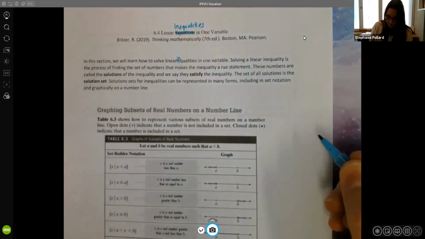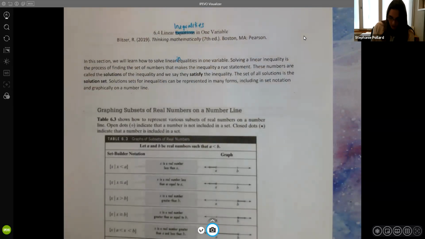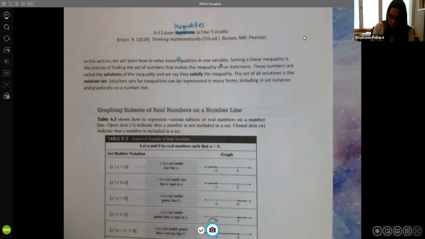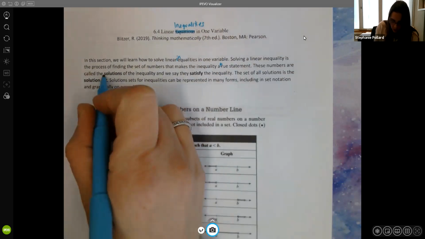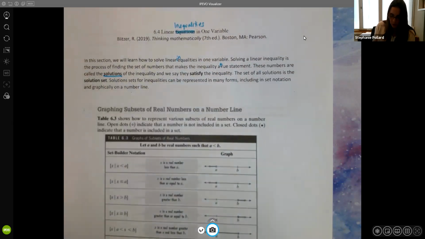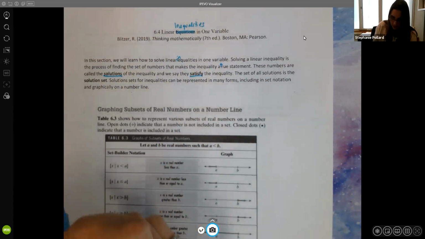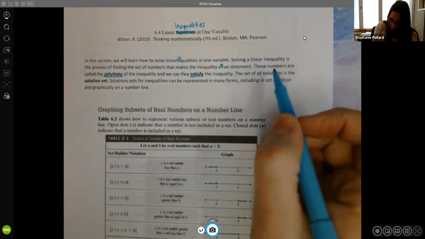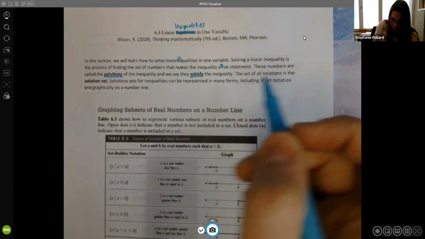Inequalities in one variable. And to do that, we're going to solve the process of finding the set of numbers that make the inequality a true statement. So just like before, solutions of inequalities, just like for equations, we say they satisfy the inequality and they give us all these true statements. So a solution here has the same exact definition as it did before. We're getting a true statement. The set of all solutions is the solution set.